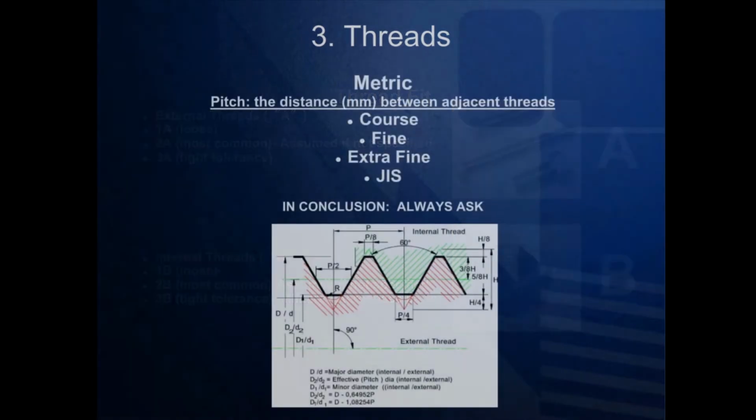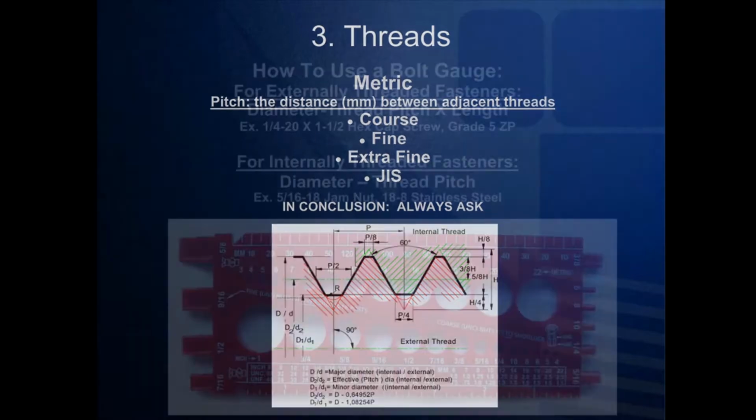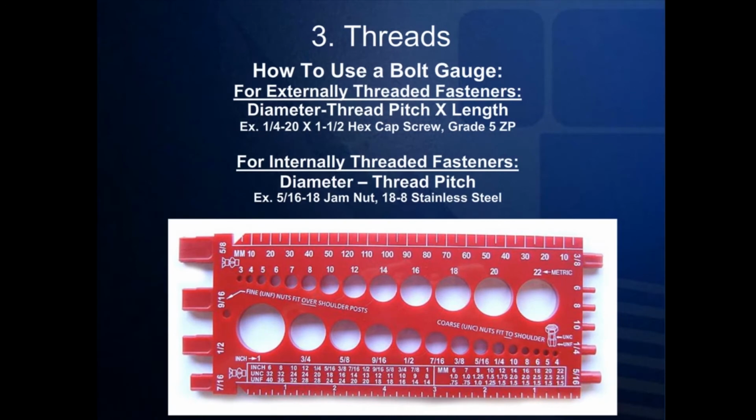You should understand that in the metric system, up to 4 thread classes actually exist for the same diameter. So, in conclusion, always ask to be certain that you understand what type of threads the customer is wanting. Bolt gauges are inexpensive tools used to identify a fastener's diameter, type of threads, and length.